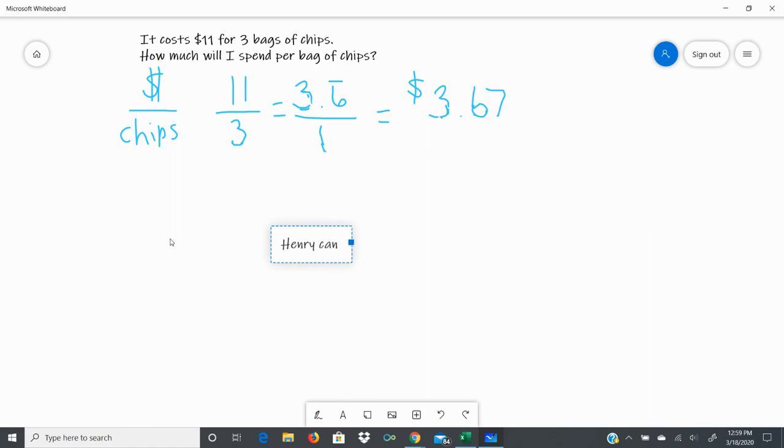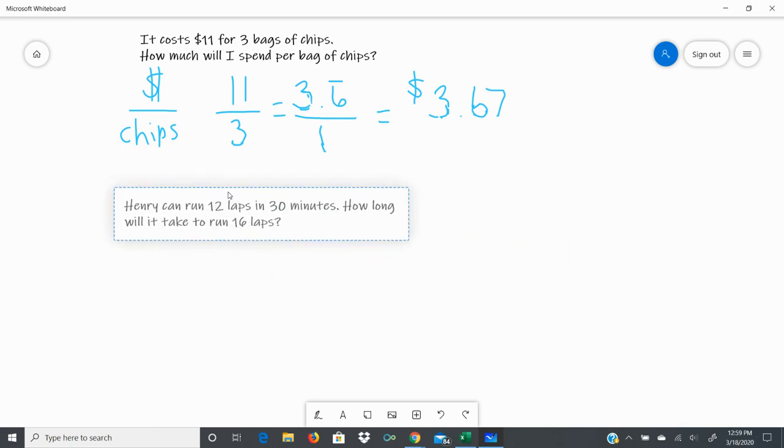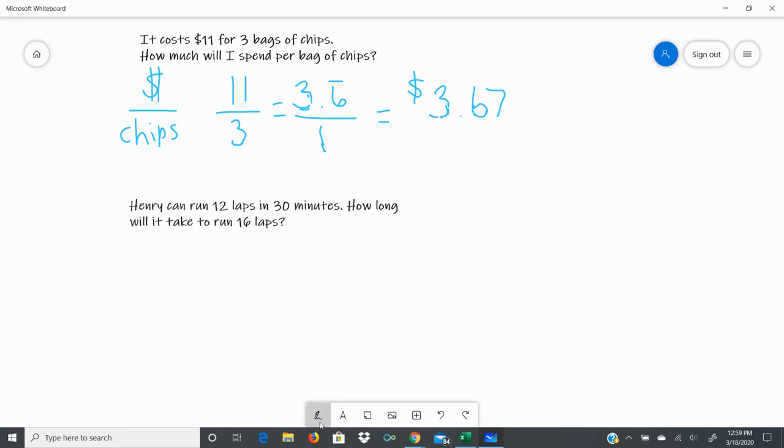It says Henry can run 12 laps in 30 minutes. How long will it take to run 16 laps? So this is the example I want to look at. Henry can run 12 laps in 30 minutes. How long will it take him to run 16 laps?